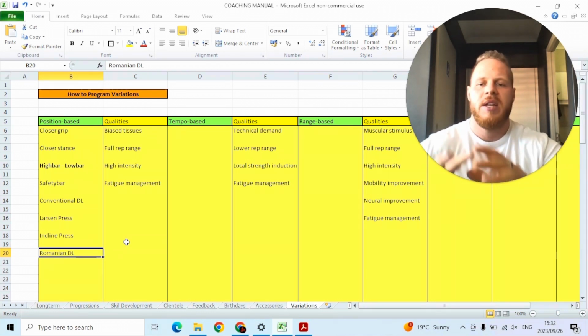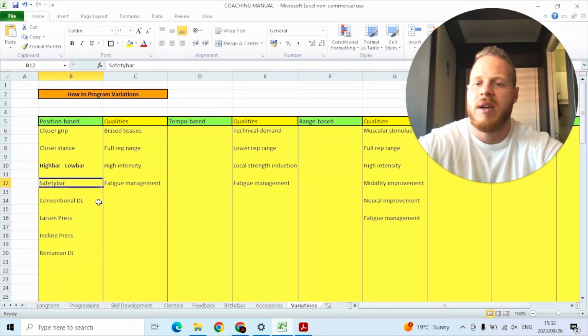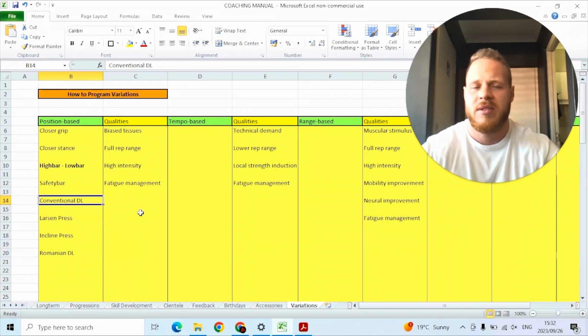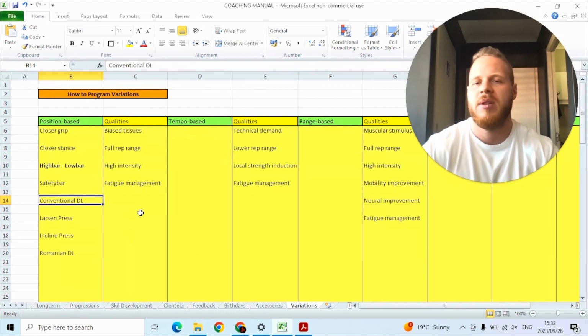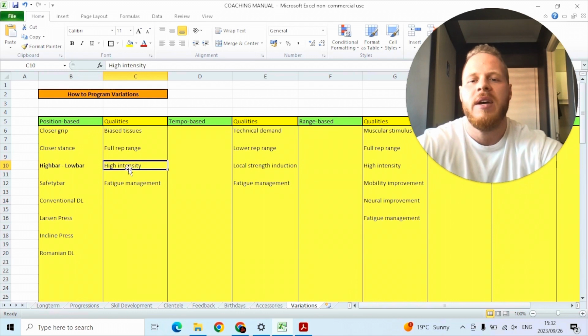So definitely a good example here of another one, the safety bar, even the conventional deadlift. Seriously, like great example here. Honestly, you can make the most of it throughout the full rep range, depending on your training phase. So definitely something to consider there.